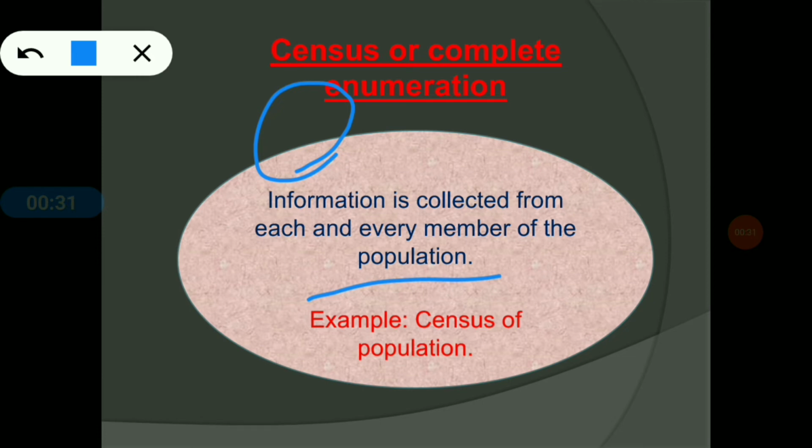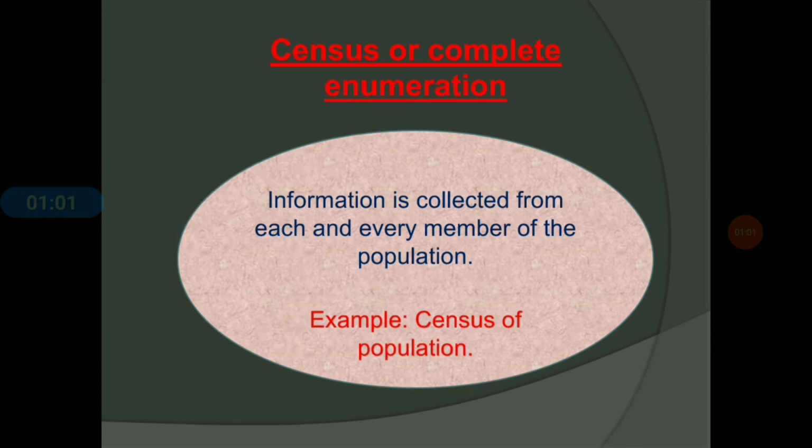So in statistics, the very popular words are population and sample. At first we have to know what we mean by a population. So population consists of all members of a specified group. It means the whole thing. Clear? So the census method comes under the population. So now going to the next method, that is the sample survey method. So now move on to the next slide.